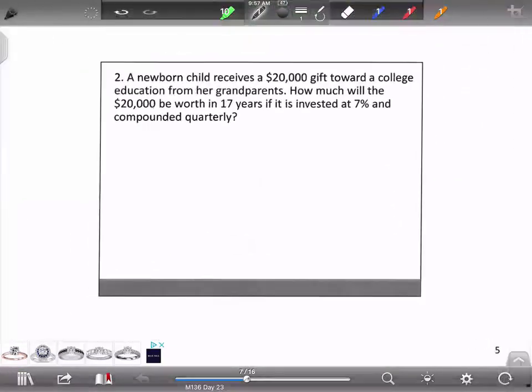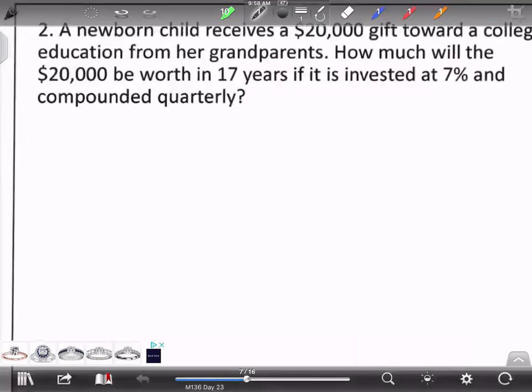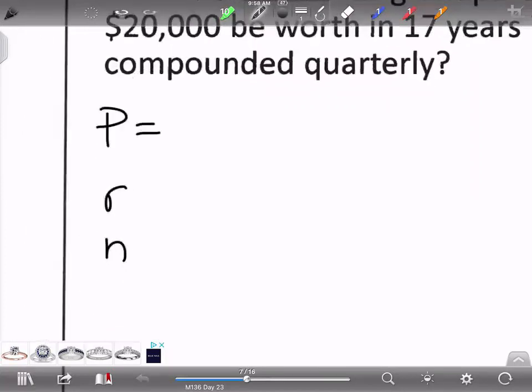All right, question number 2. A newborn receives $20,000 as a gift towards college education from her grandparents. How much will that $20,000 be worth in 17 years if it's invested at 7% and compounded quarterly? So I'm going to make my list over to the side. I need to find P, R, N, and T.